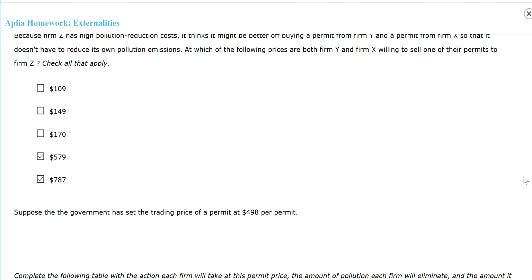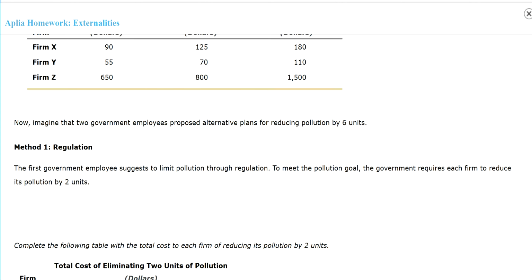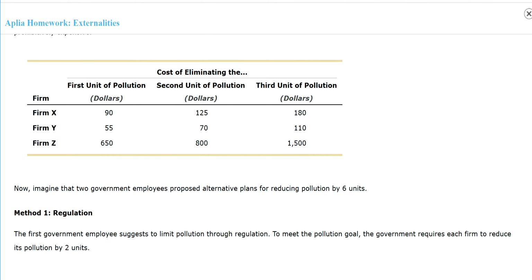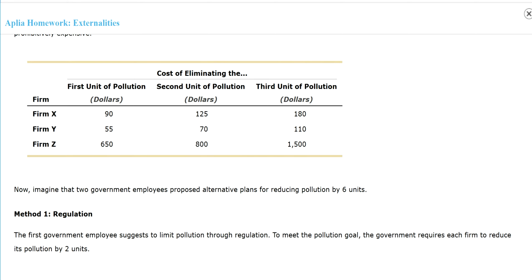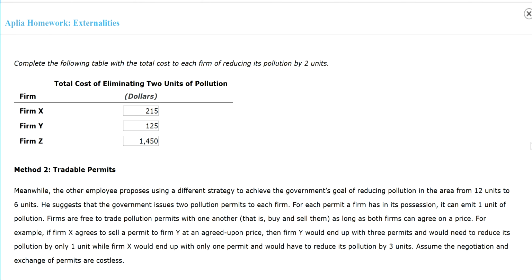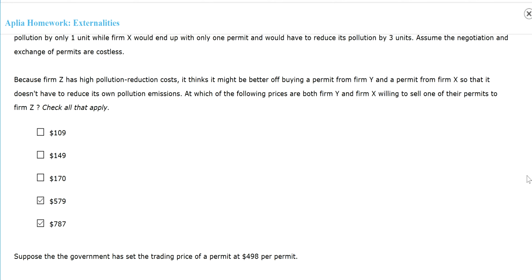Okay. Now for company Y is a little different. Company Y has the lower pollution cost. It's only 110. So anything more than 110 will be good for company Y. So your 149, 170, and then 579, 787 will be both good. But the question is asking for which of the following prices are good for both company X and Y. So we're gonna go for the higher ones. So it'll be 579 and 787.